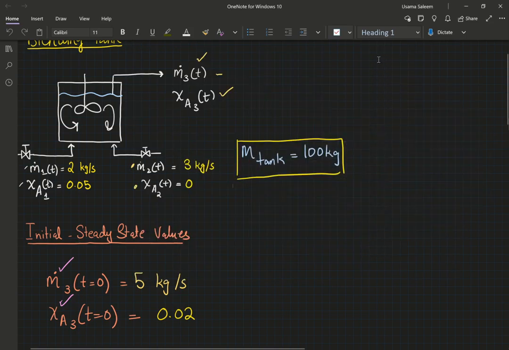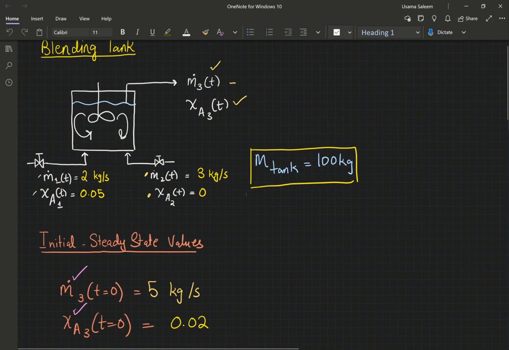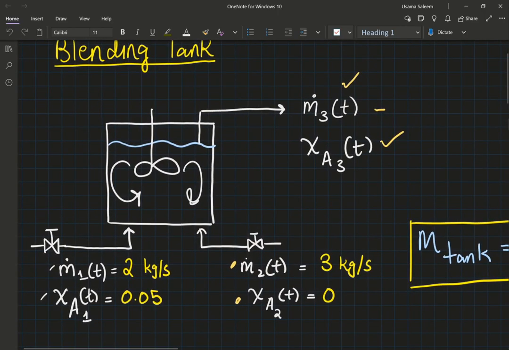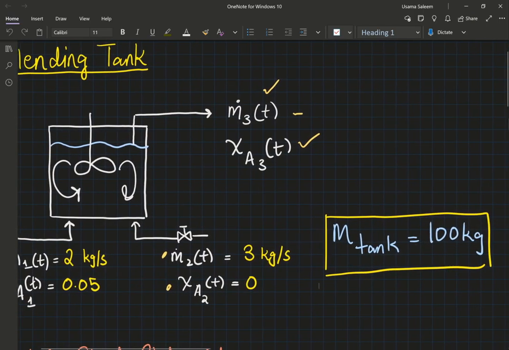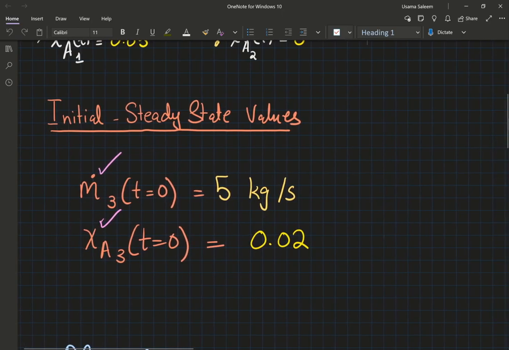Okay, welcome back everyone. In this video, we're finally gonna move into our Simulink environment to simulate our model for the blending tank that we came up with. So just to give you guys a recap, here's our schematic. We have our inlet flow rates, we have our inlet mass fractions, the outlet mass fraction, the outlet mass flow rate, and the outlet mass fraction are gonna be our unknowns, and the mass inside the tank during operation is 100 kilograms, okay? Our initial steady state values have been given.